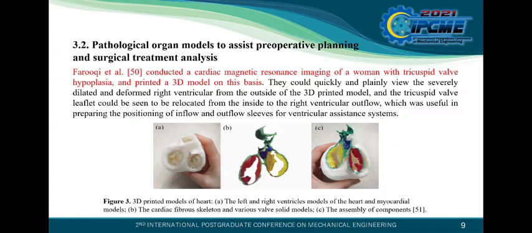Next, it is pathological organ models to assist pre-operative planning and surgical treatment analysis. Faraki conducted a cardiac magnetic resonance imaging of a woman with tricuspid valve hypoplasia and printed a 3D model on this basis. As Figure 3 illustrated, they could quickly and plainly view the severely dilated and deformed right ventricle from the outside of the 3D printed model, and the tricuspid valve leaflet could be seen to be relocated from the inside to the right ventricular outflow, which was useful in preparing the positioning of inflow and outflow sleeves for ventricular assistance systems.